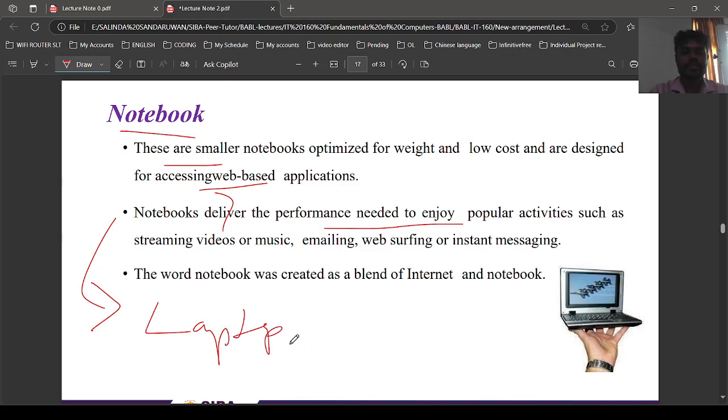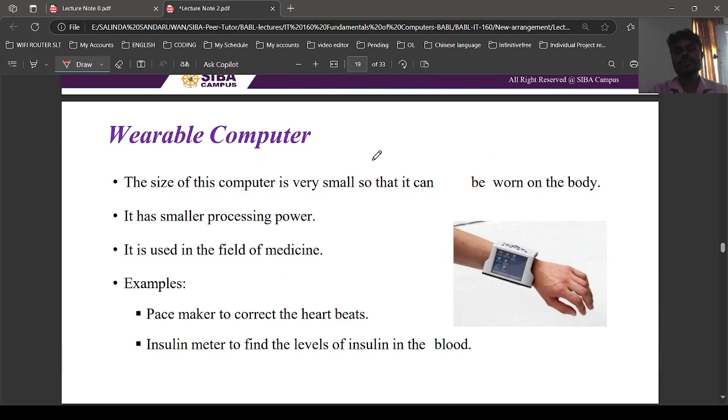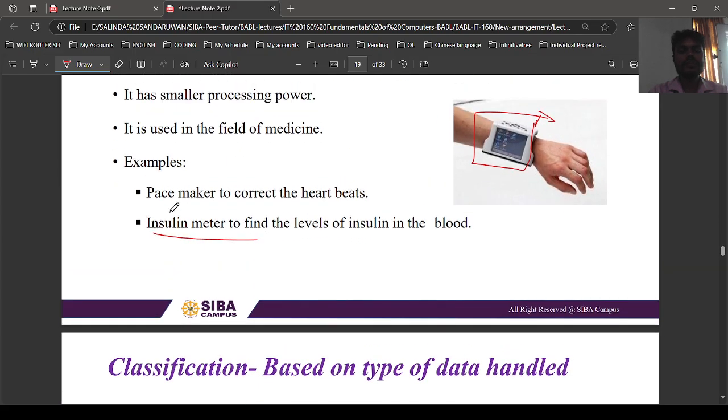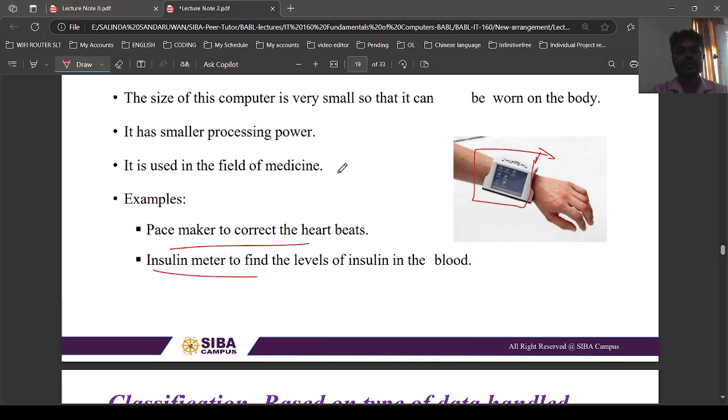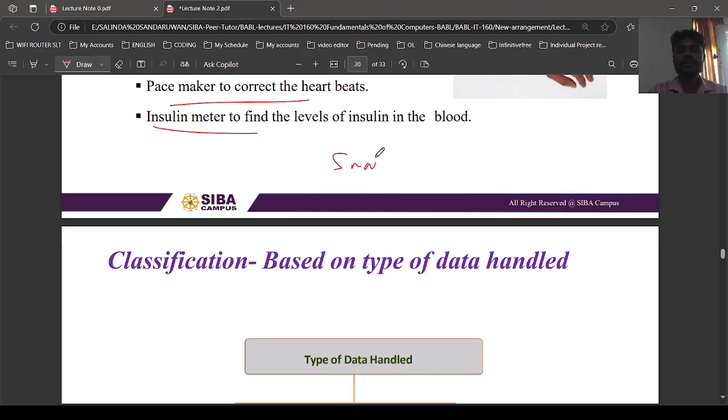The laptop is bigger than a notebook. And we have the palmtop, as I mentioned. It is a very cute little computer. And wearable computers. So you have some medical devices, some trackers, some digital watches. The insulin meter, pacemaker, and digital watches. And maybe smart glasses like the Google Glass, and Ray-Ban has already released a new Ray-Ban smart glass.